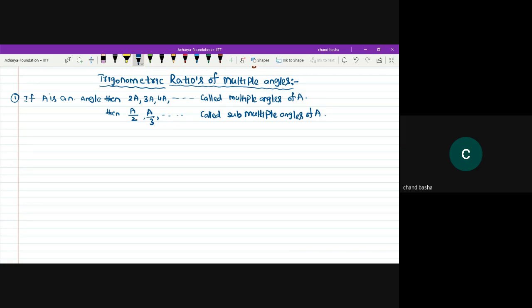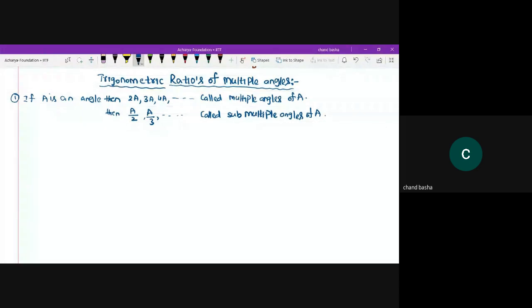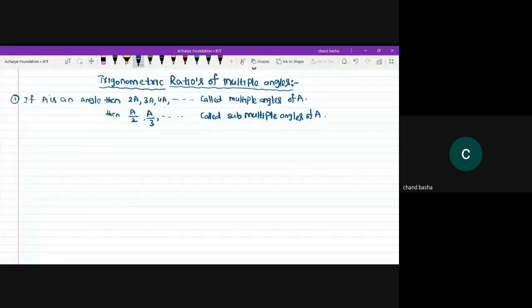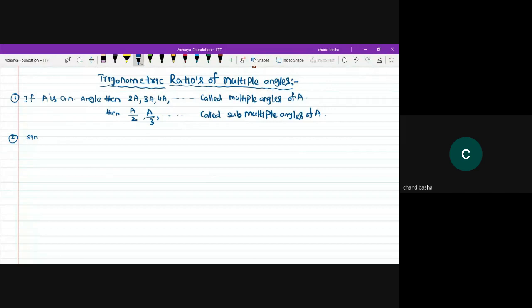Sine of A plus B, sine of A minus B, cos of A plus B, cos of A minus B. So those are called compound angles, right? Let's have the discussion of few of the standard formulas. The first one under this, sine 2A. Sine 2A is equal to 2 sine A cos A. If you want, you can use any value of A and you can prove.